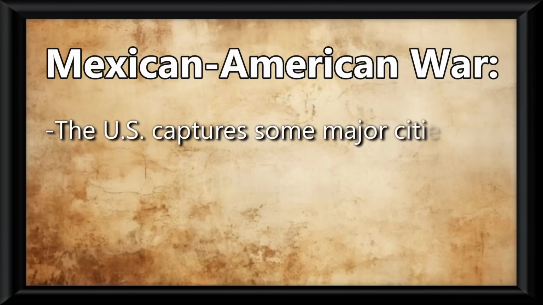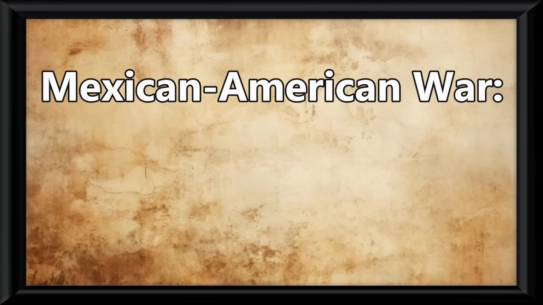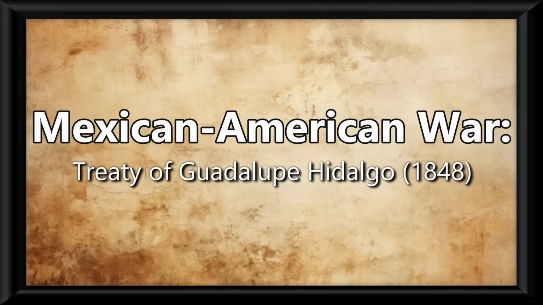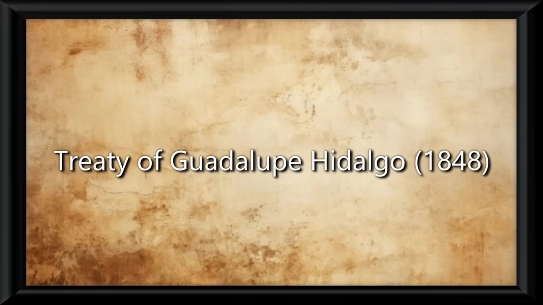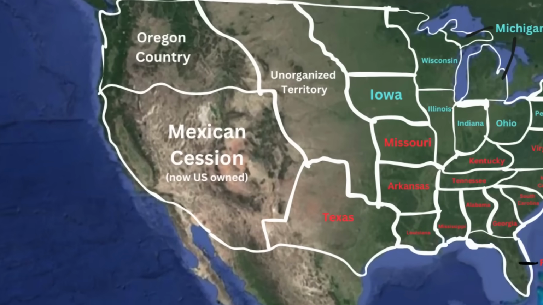After the US captures some major cities and blockades Mexico, which cripples its economy, they end up winning the war. This war would end with the Treaty of Guadalupe Hidalgo in 1848. And while this treaty did a lot of things, what you should know is that it gave the US a lot of land. Like, a lot of land.